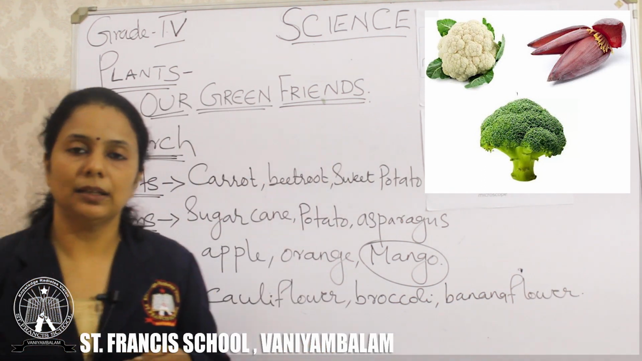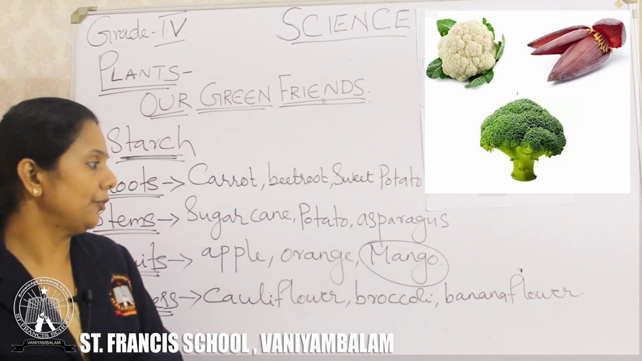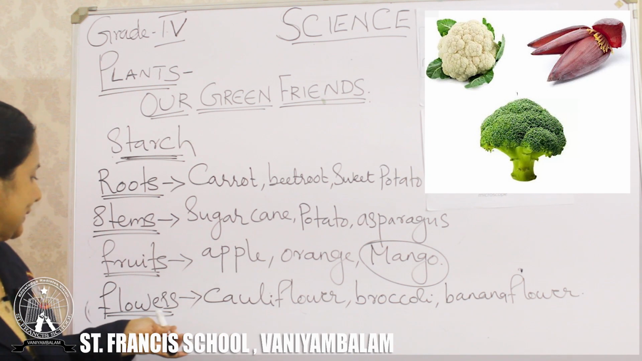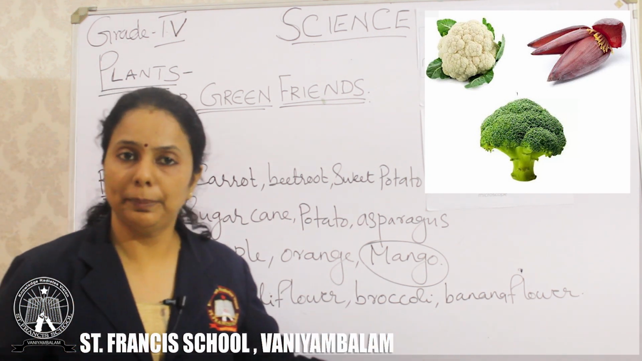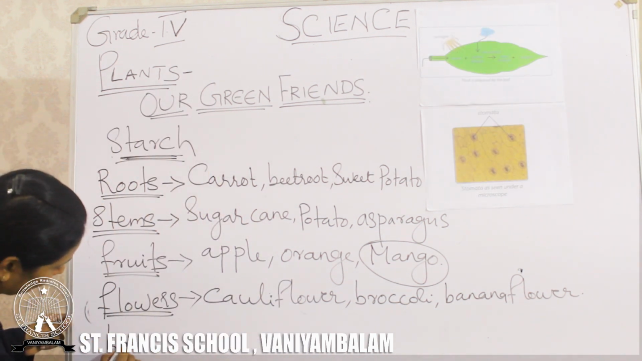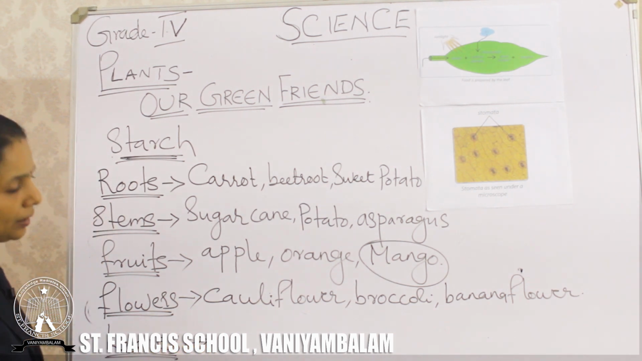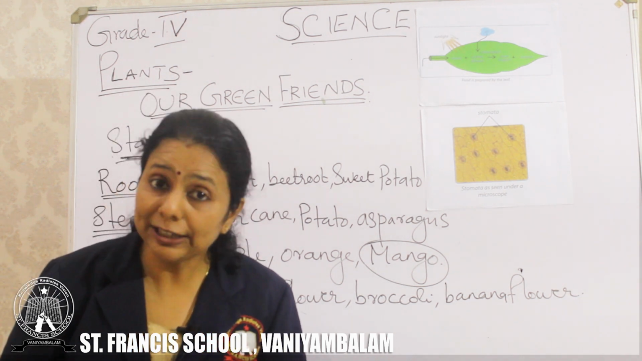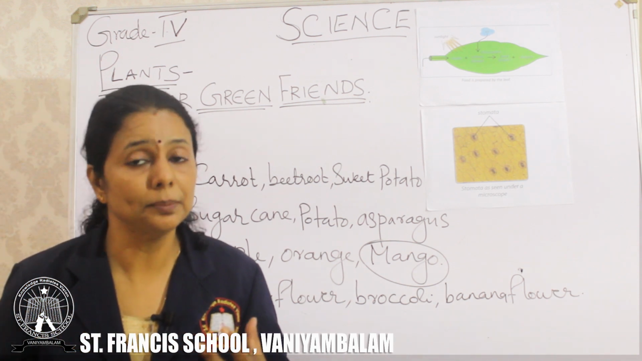You may have seen the flower of the banana plant, right? Yes, that is also where the food is stored. So these are examples of flowers being used as food: cauliflower, broccoli, banana flower, etc. And in some other plants, food is stored in their leaves. As you know, we use many different types of leafy vegetables, right? Yes, we eat the leaves of some plants.